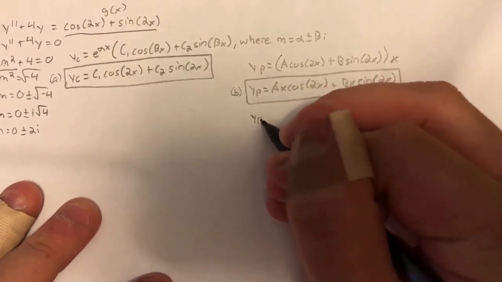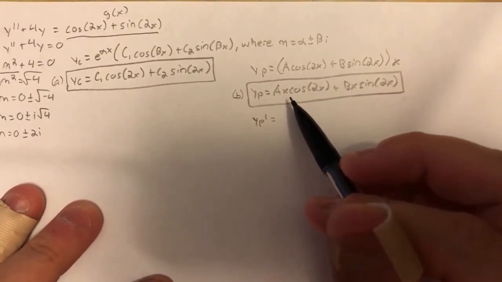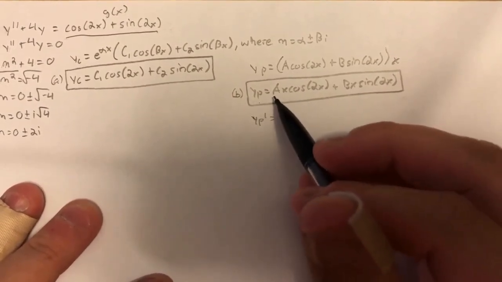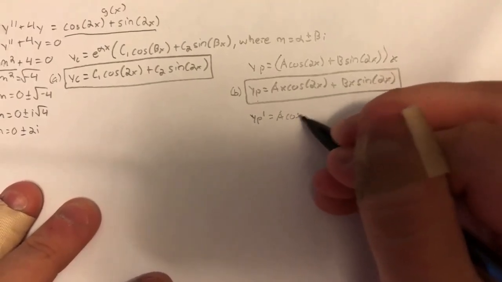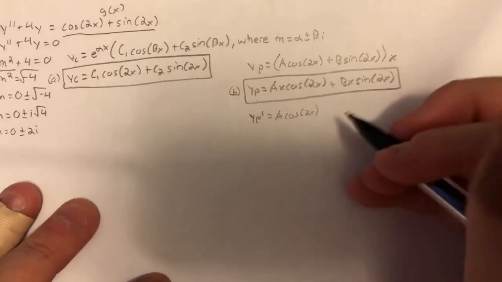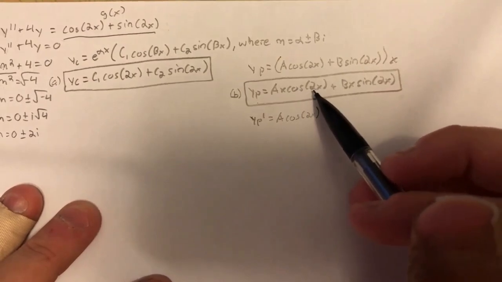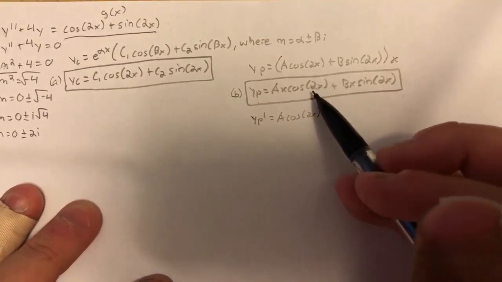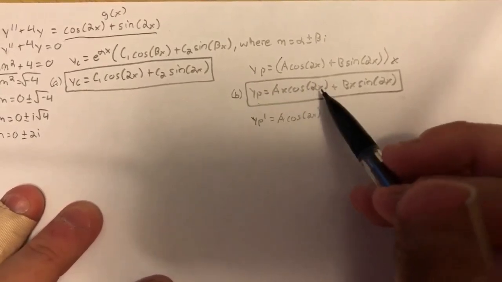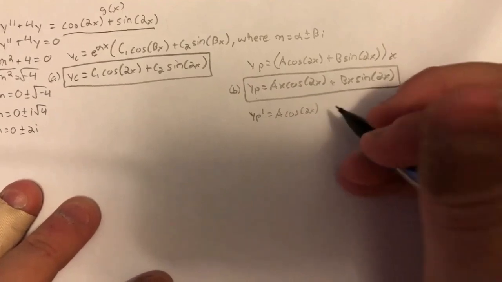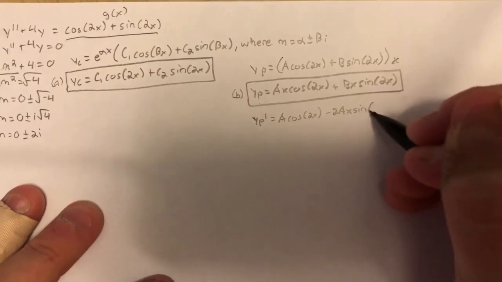So for this derivative of y sub p, we see that we're going to have two product rules. For the first one, the derivative of ax is just a, times cos 2x. And now we have to find the derivative of cos 2x. Its derivative is going to be, take out the 2, put it to the front, and it's a negative because it becomes negative sine. So it's really minus 2ax sine 2x.